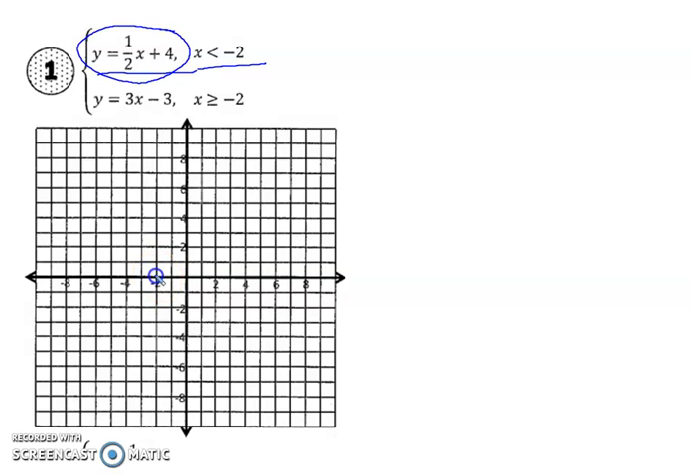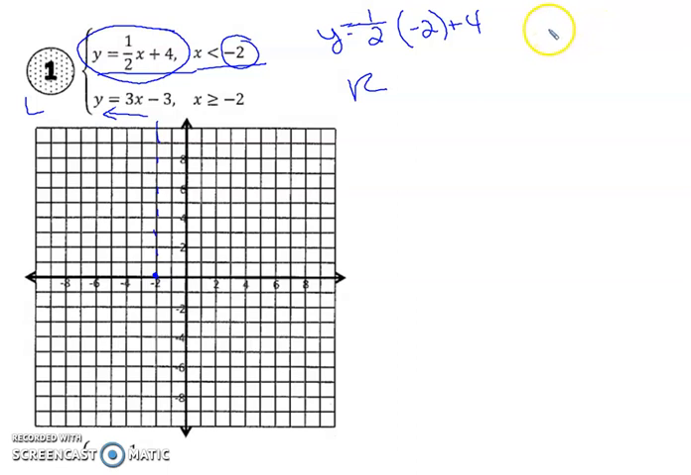So x is -2 is right here, right? So whatever I do is only on the less than side. Is that the left or the right? The left. So I'm going to plug in this -2. That's my first step: plug in -2 for x, right? And we're going to solve it for y.